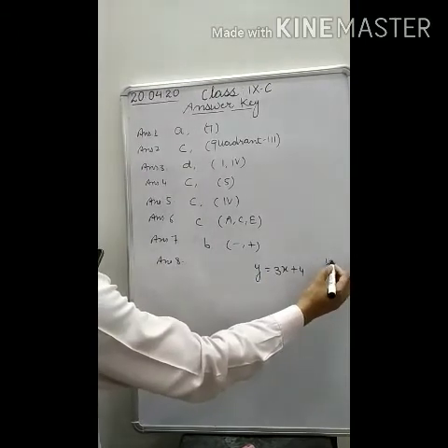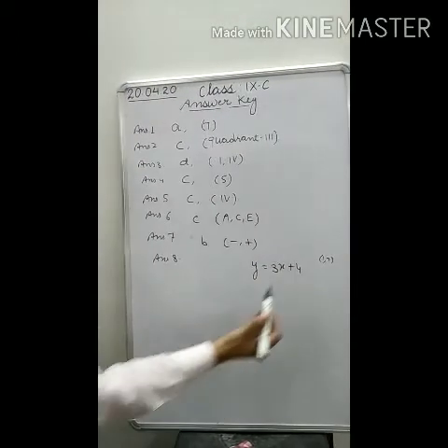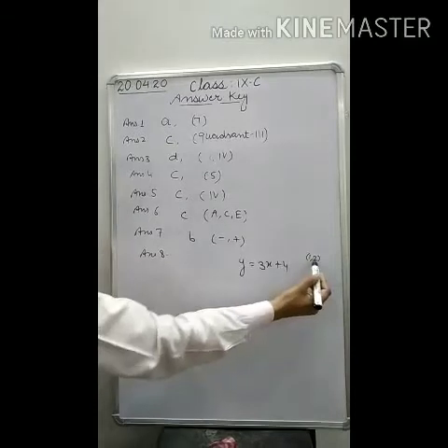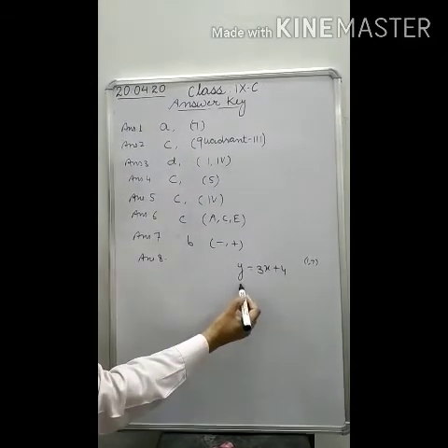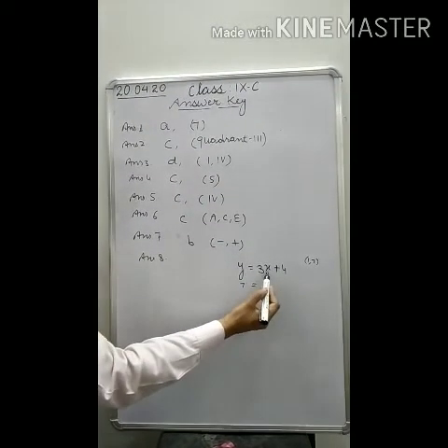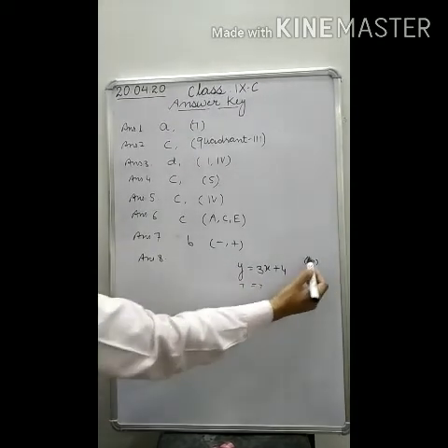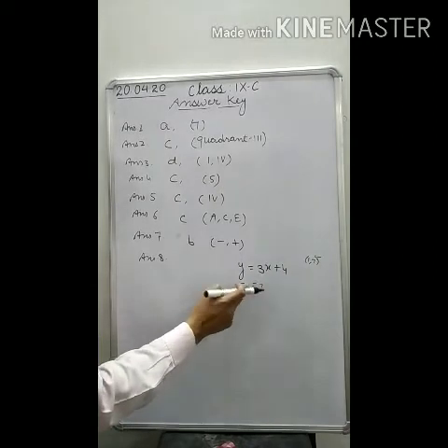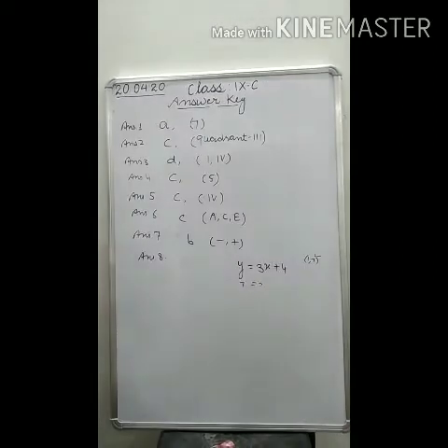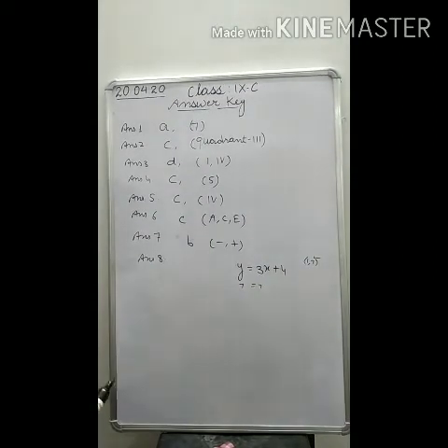First point is this. Let us check it. In place of x we will put 1, and in place of y we will put 7. So here it will become 7. And if we put 1 in place of x, then 3 times 1 is 3, 3 plus 4 is 7. It means this point satisfies the equation. It means this point lies on the line. So in the same way we will check the others.